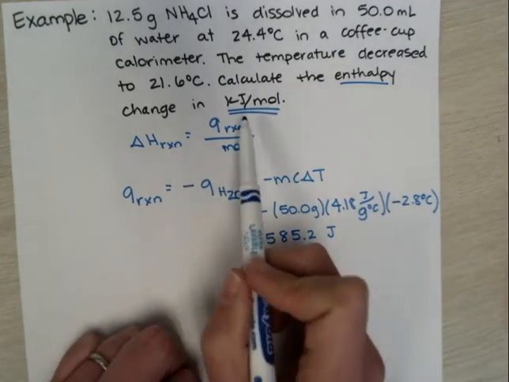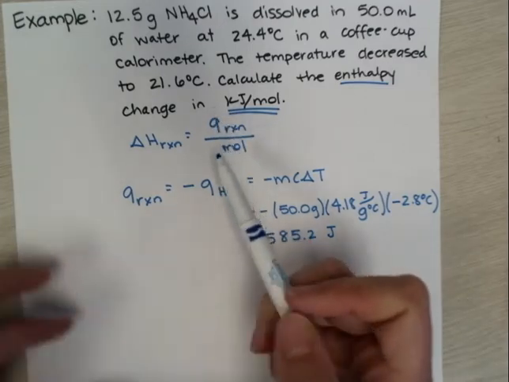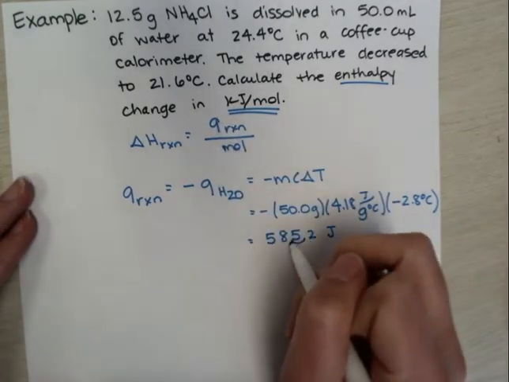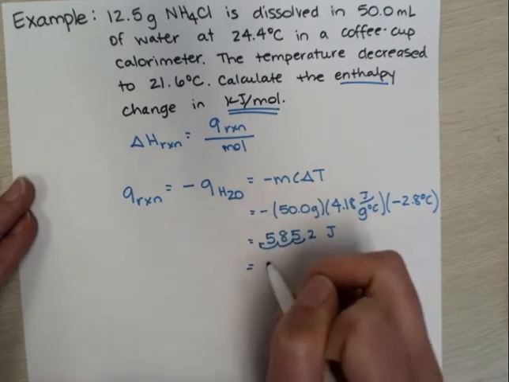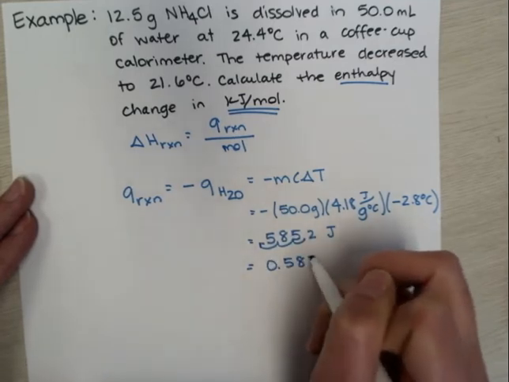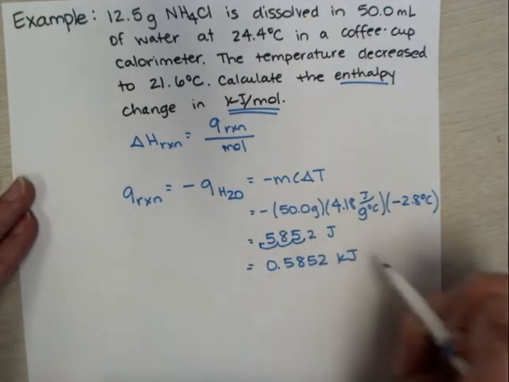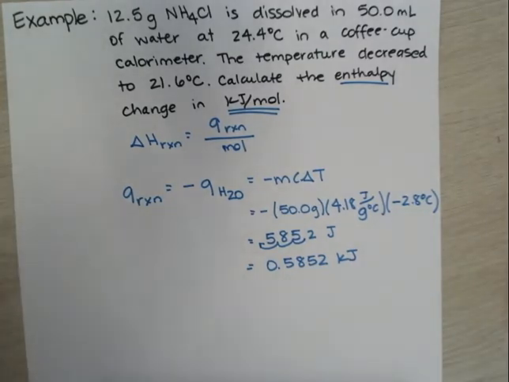But I don't want joules. So my reaction said I needed kilojoules per mole. So 1, 2, 3, that equals 0.5852 kilojoules. Now the only thing I'm missing here are my per mole.